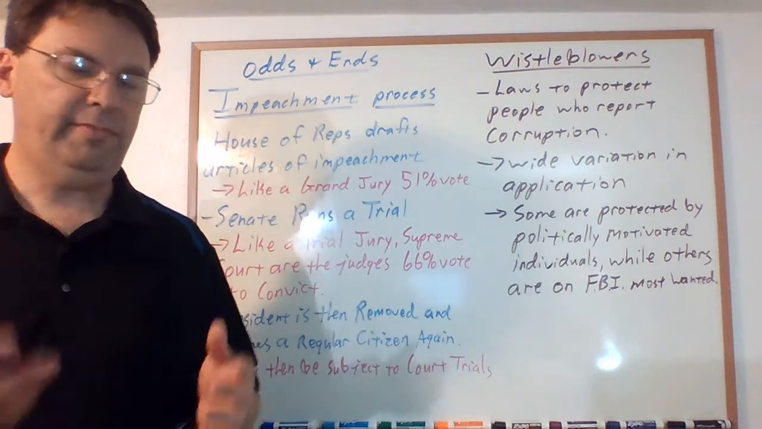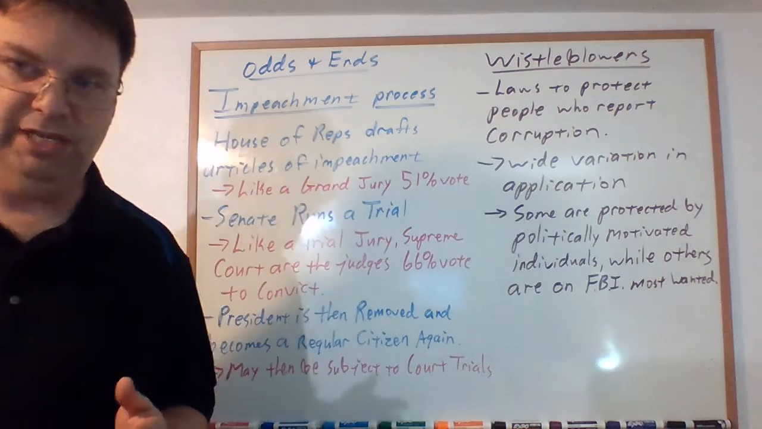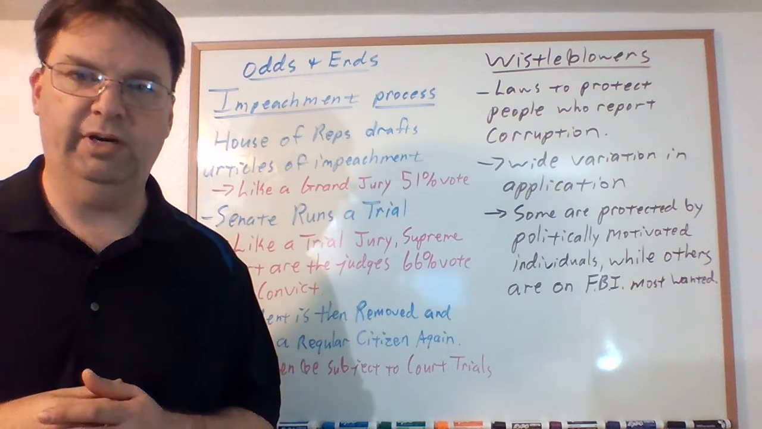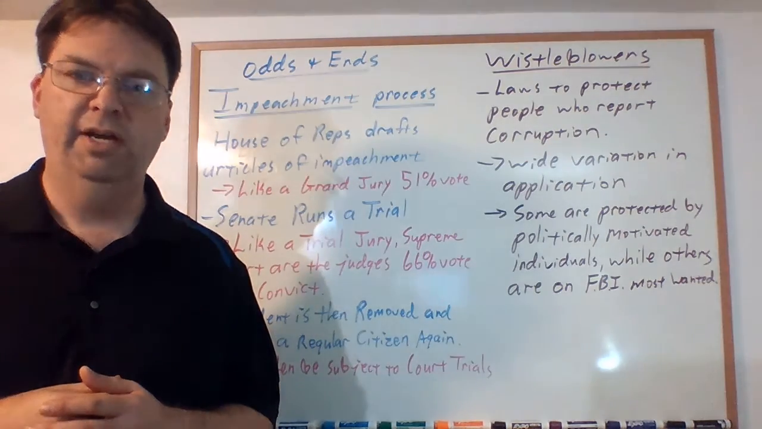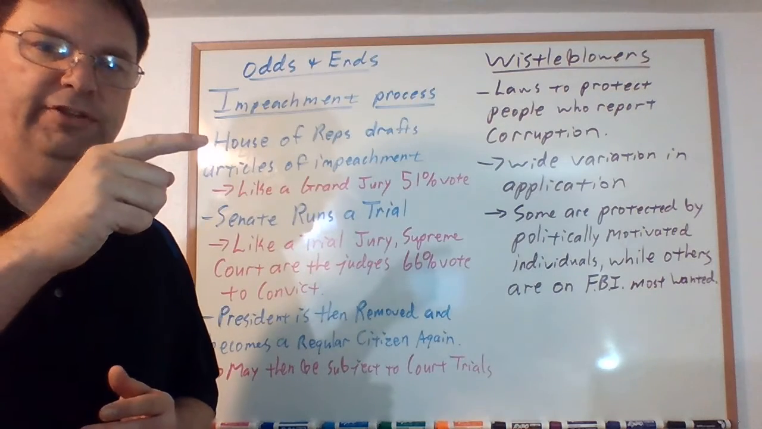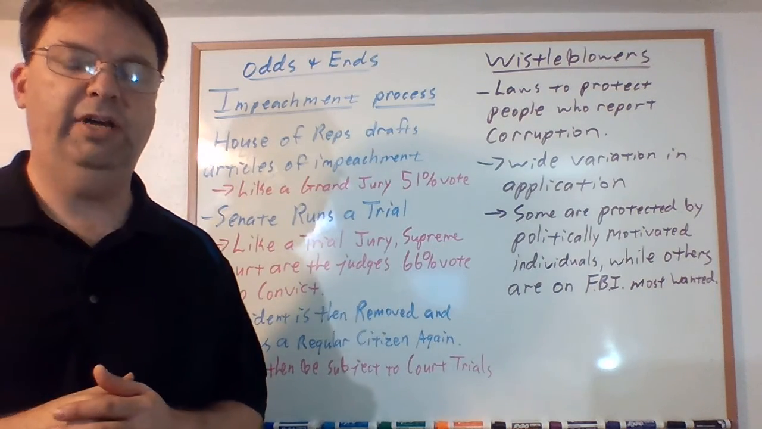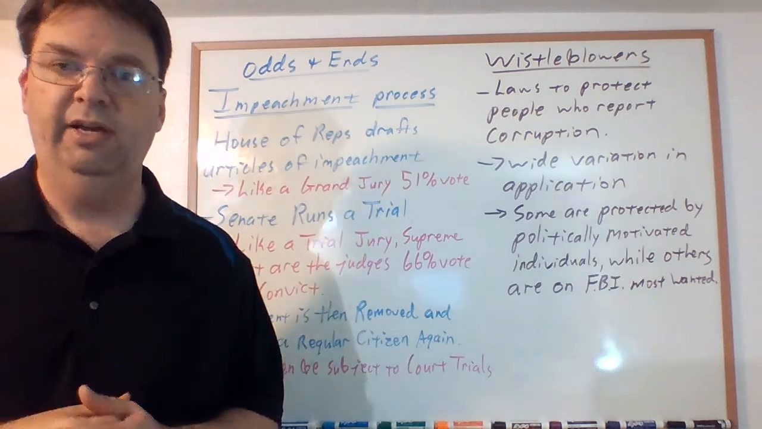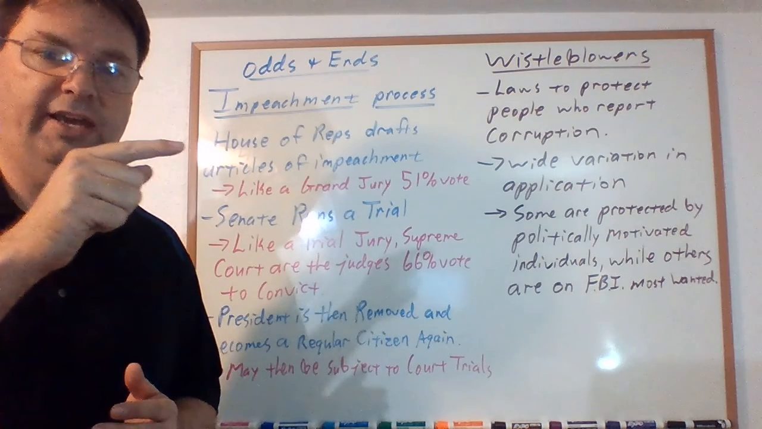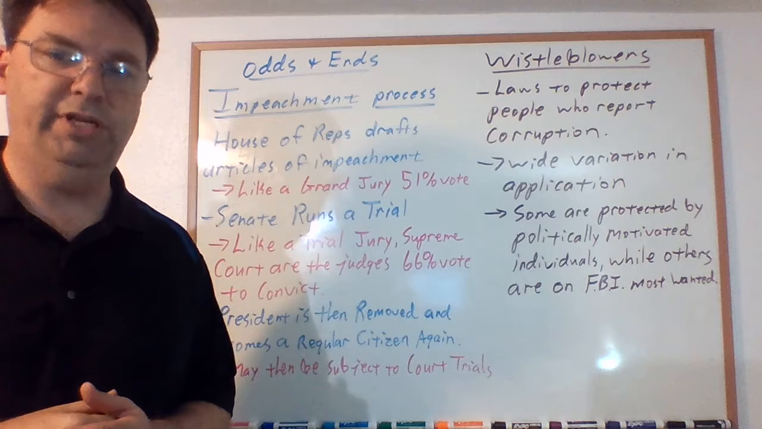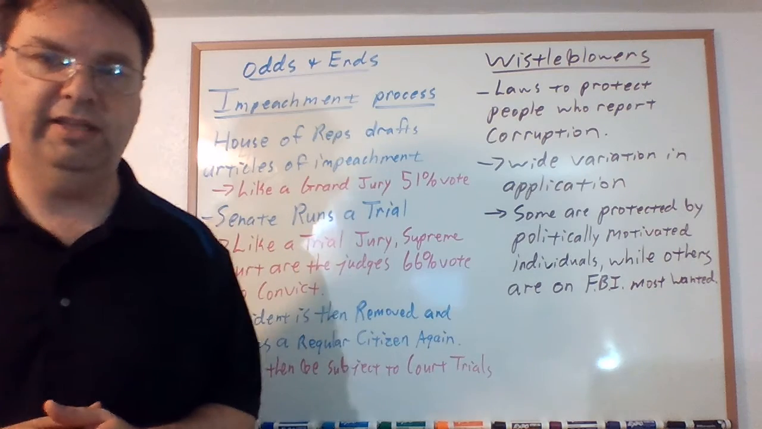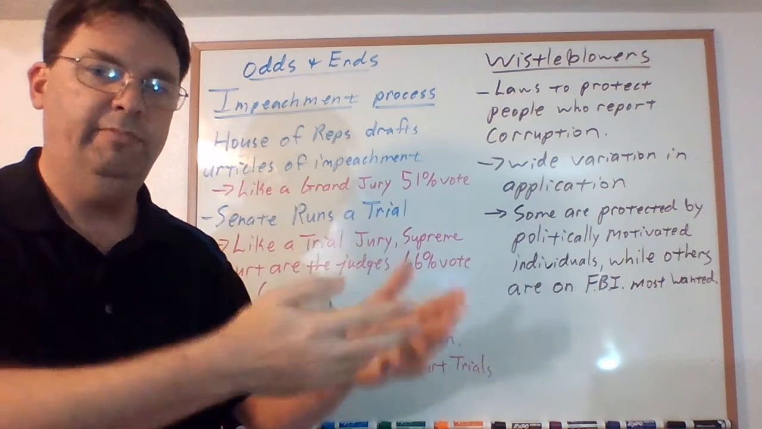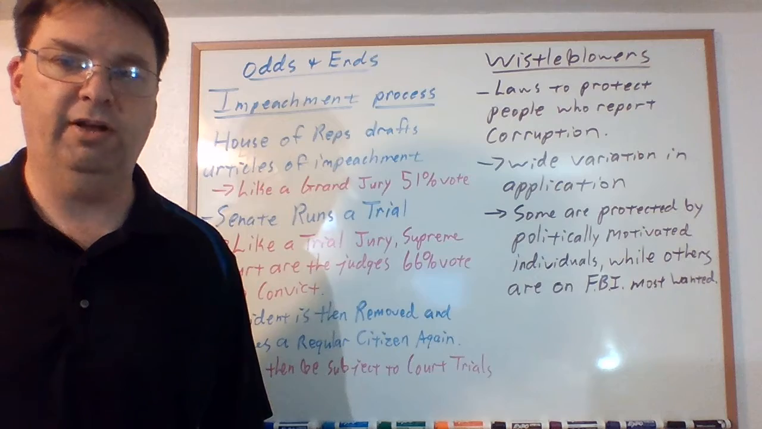There's only been a few presidents that have been impeached, and a lot of people don't seem to have a grasp of how that process works. So we're going to go over it here. First off, you need to understand that the House of Representatives, if they think the president has done something against the Constitution or against the law, can draft articles of impeachment. This is basically the House laying out, here's the evidence that we think shows that the president did something wrong.